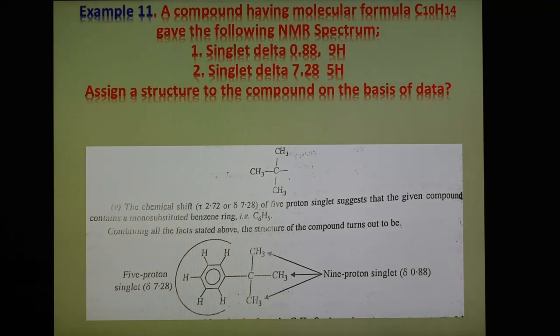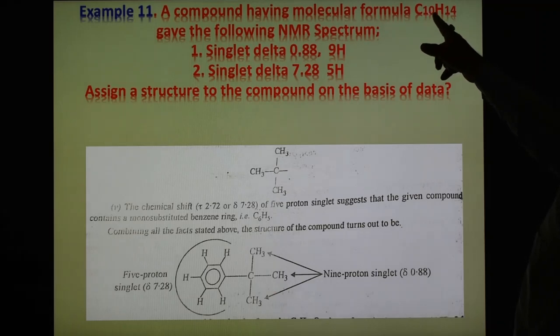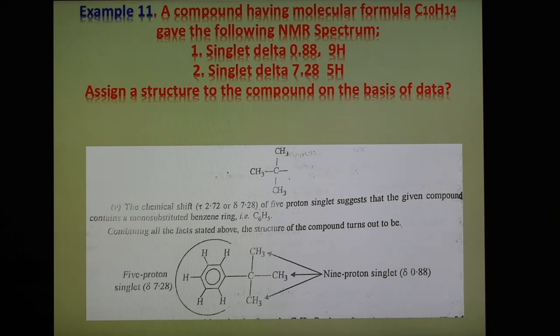And the last example is a compound having the molecular formula C10H14 that gives the following NMR spectrum: a singlet at 0.88 for 9H, and a singlet at 7.28 for 5H. In this way the data is given, and we assign the structure to the compound on the basis of the given data. There are two singlets, one for 5H and the second for 9H. So what should be the structure?